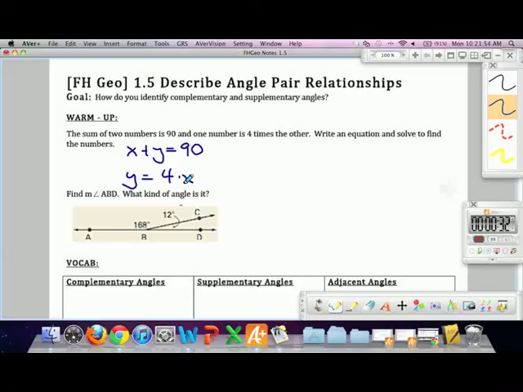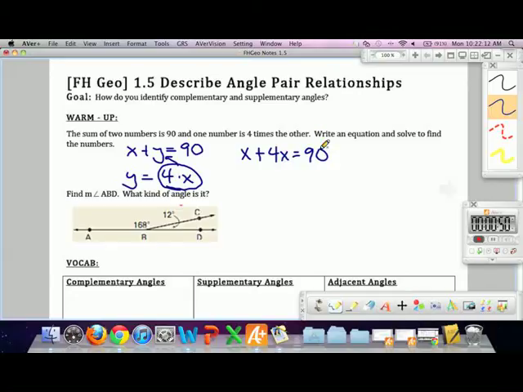So you could say and say that 4x should be the same as y. Some of you skipped this step and just stayed with x and 4x. That's awesome. You just did it without the substitution step. And you get x plus 4x is 90.